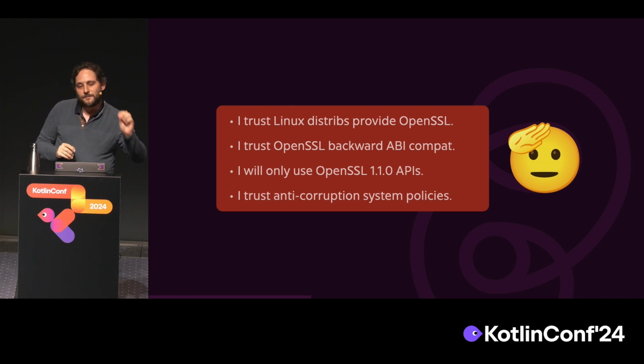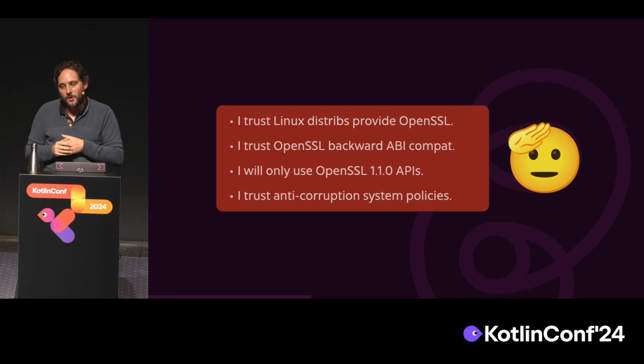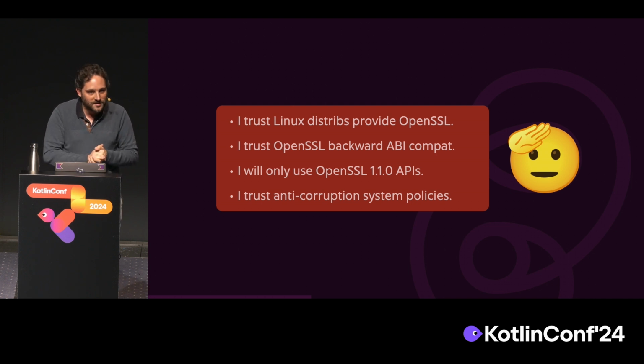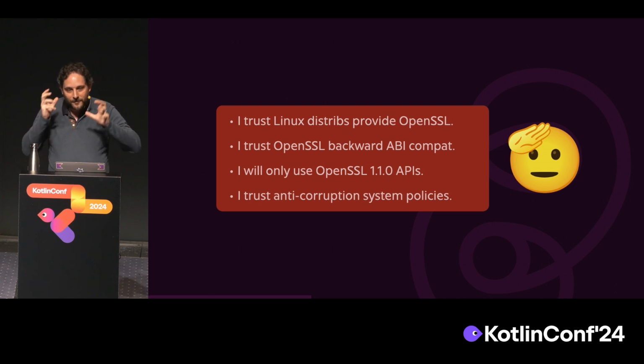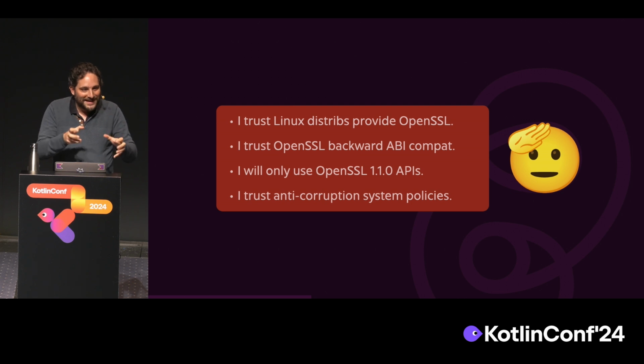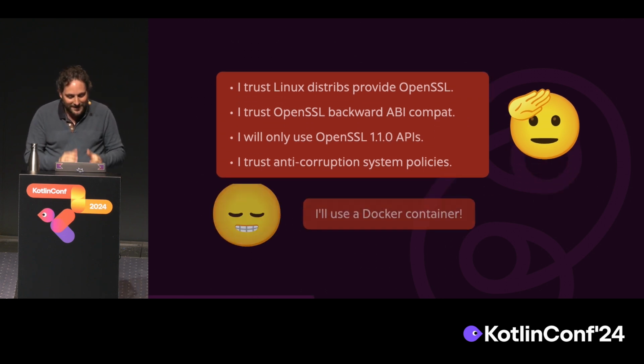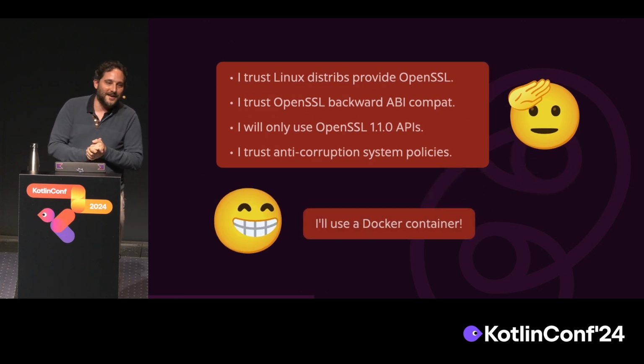You will only use OpenSSL 1.1 because, for example, Ubuntu comes with OpenSSL 3, but Alpine comes with 1.2, so who knows which OpenSSL version you'll have. And you need to trust anti-corruption system policies. If someone manages to corrupt the OpenSSL dynamic library of your system, then you're in deep trouble. So you can also use a Docker container and it makes your life a lot easier.